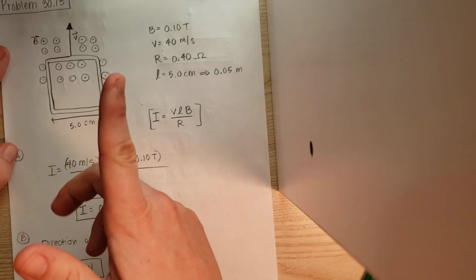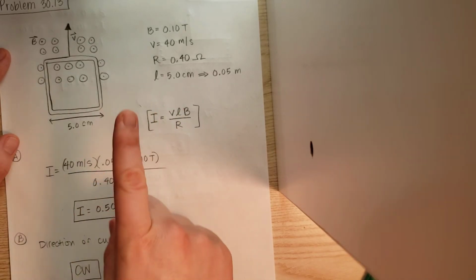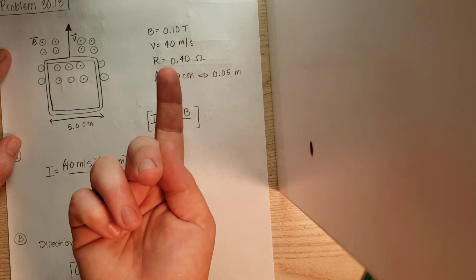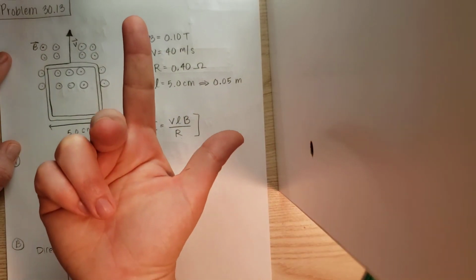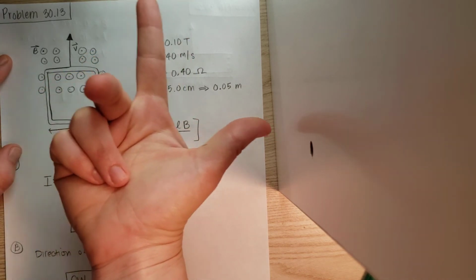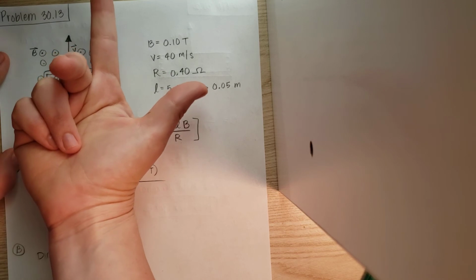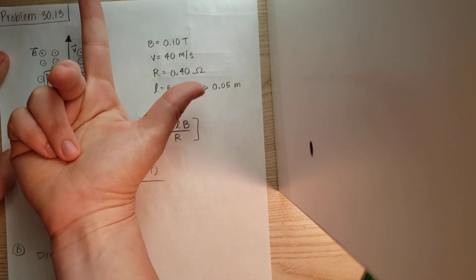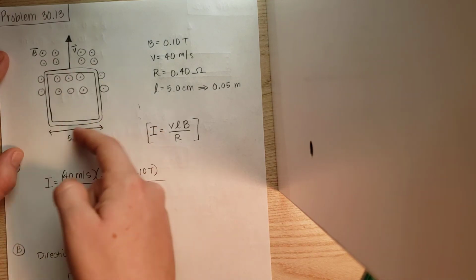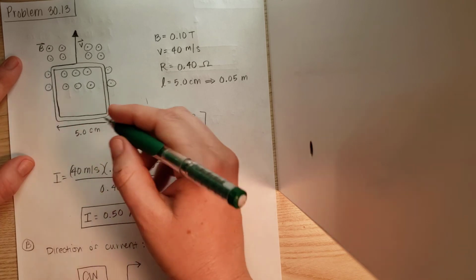So to figure out the direction, we just need to use the right-hand rule. So let's see, we have velocity going up. We have the magnetic field pointing out of the page. And then our current has to be going to the right, at least at the top here. So if it's going to the right here, then it's flowing clockwise. So the direction of our current is clockwise.